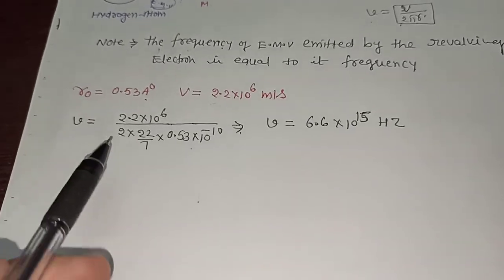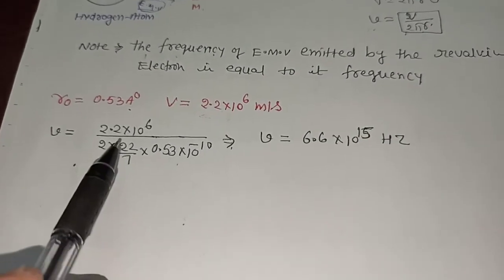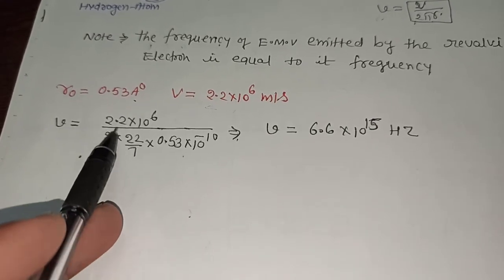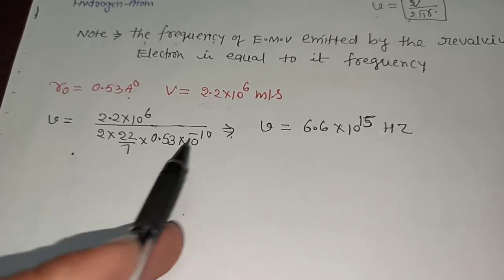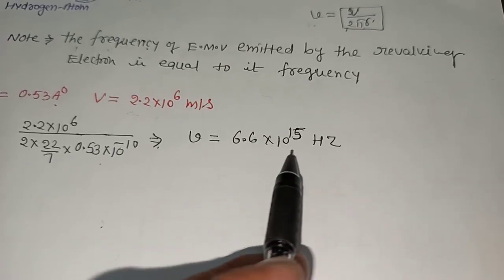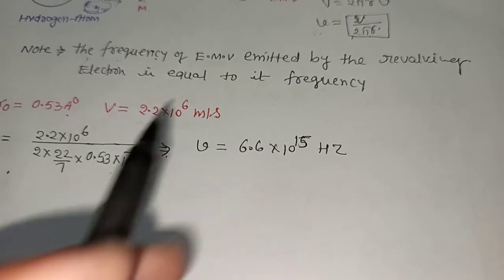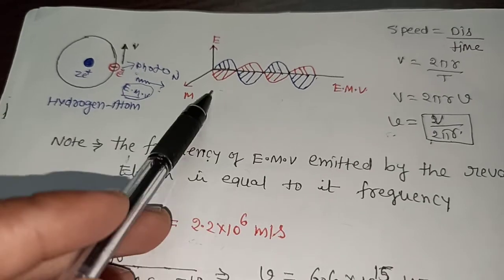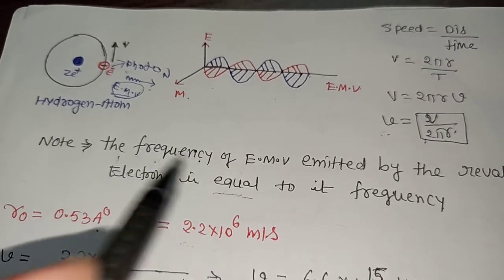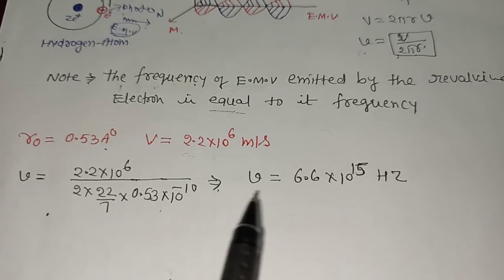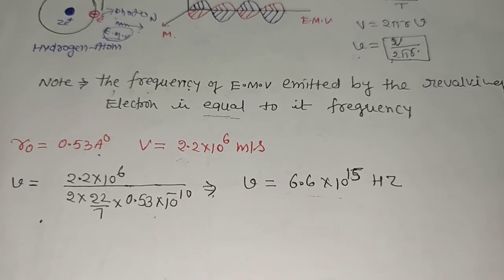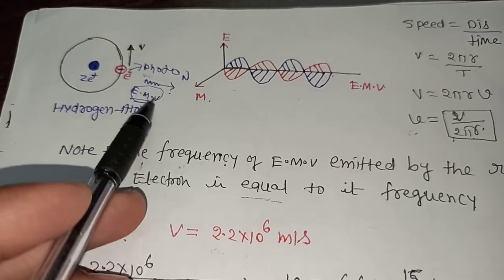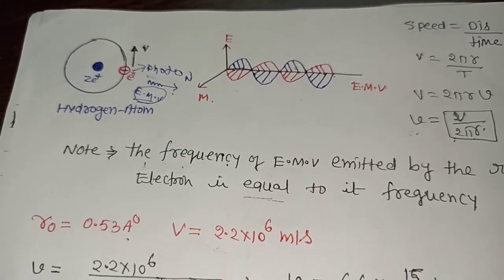So after putting the values in this formula, you can see this is the value of velocity, and 22 by 7 will be cancelled. You take the 10 and divide, and we calculate this value. So the frequency of the electromagnetic wave will be 6.6 into 10 to the power 15 hertz. So the electron frequency and the electromagnetic wave frequency both will be equal. You can see that this is the frequency of the electromagnetic wave which is produced by the electron when it emits energy, and that means it will produce the electromagnetic wave also.